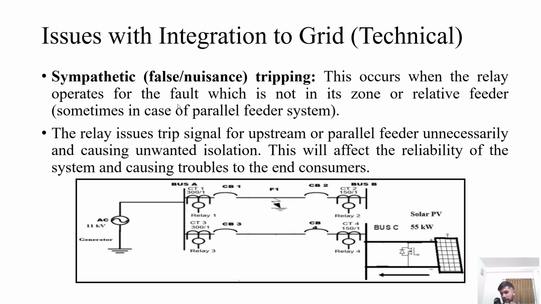Sometimes in the case of a parallel feeder, so we have drawn this parallel feeder. In this we have connected this solar power plant at this bus C. So the relay issues a trip signal for the upstream or parallel feeder unnecessarily, causing unwanted isolation. This will affect the reliability of the system and cause troubles to the end consumers.